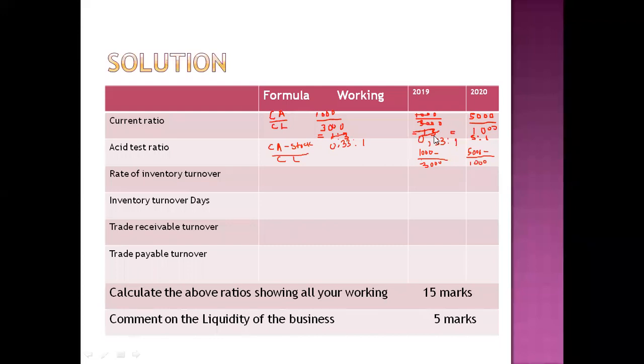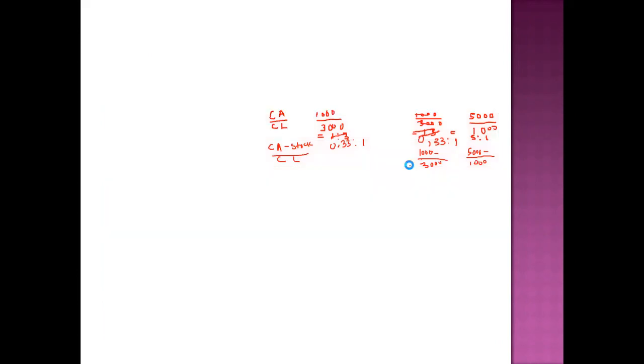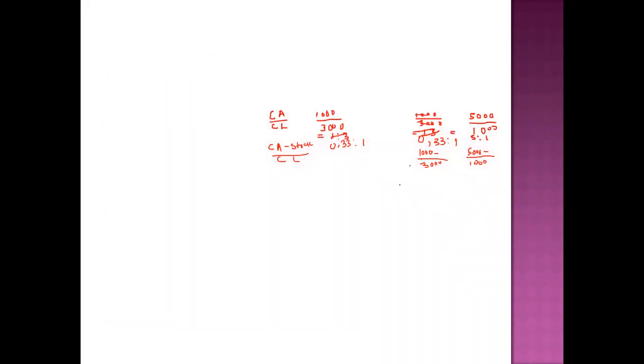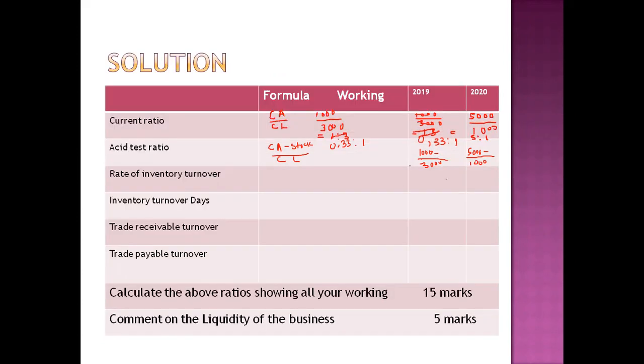The closing inventory figures. Okay, we need to deduct on our closing inventory figures. Okay, let me slide back. Our closing inventory is 200 and 400. We are going to deduct 200 and we deduct 400. Okay, 200 in this case, 200 minus 200. We deduct what? 400. So that's what you need to be very particular on.